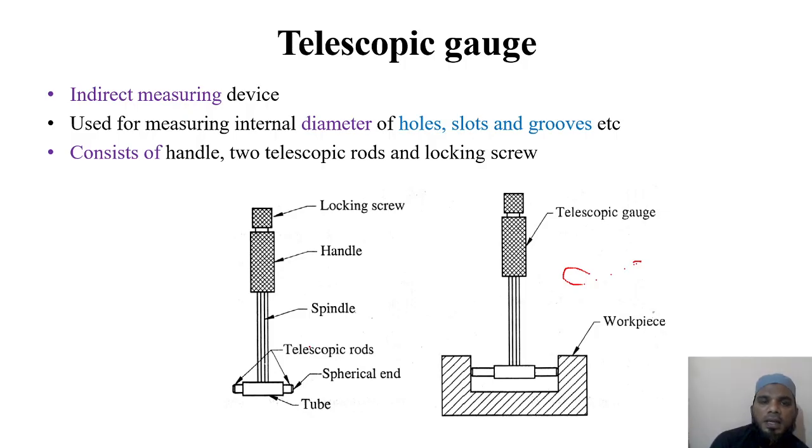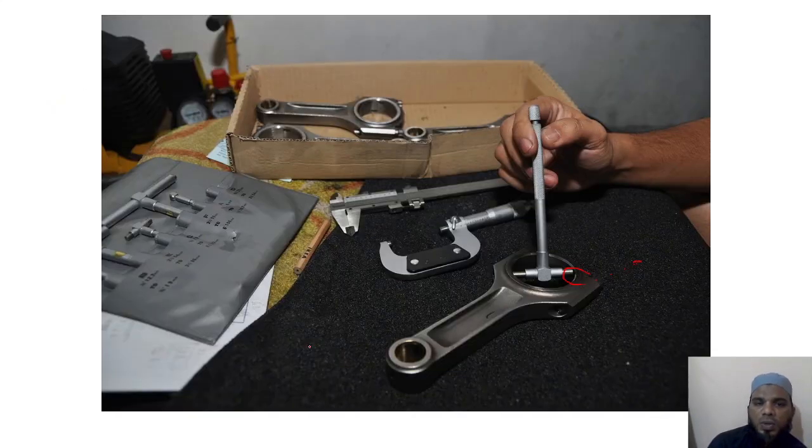Clear? Next, the telescopic gauge. The telescopic gauge is an indirect measurement device. In this, we generally use it for measuring the internal diameters of holes, slots and grooves, etc. It consists of a handle, two telescopic rods and a locking screw. Like this, you can take this. You will have different sizes like this.